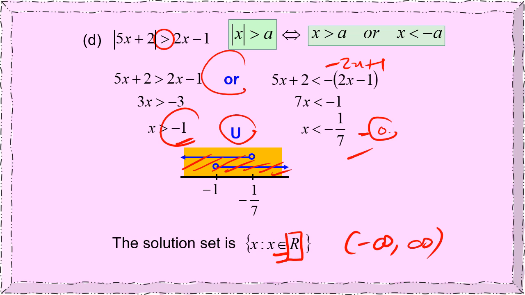So that's all for chapter 2. We have two subtopics. The first one is inequality. The second one is absolute values, which include the absolute inequalities, the linear absolute inequalities. Okay, so that's all for chapter 2.